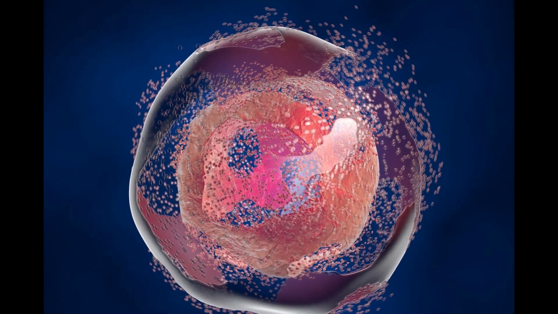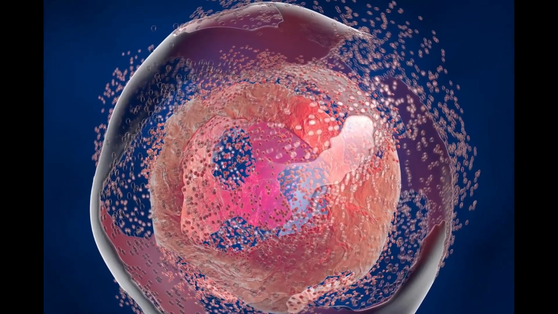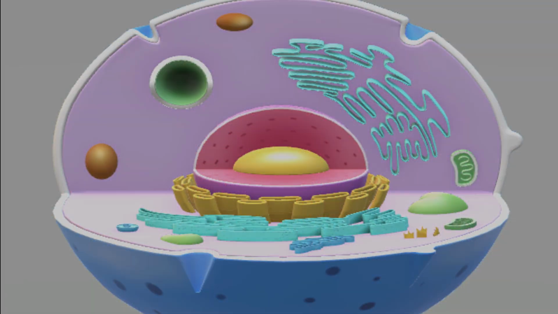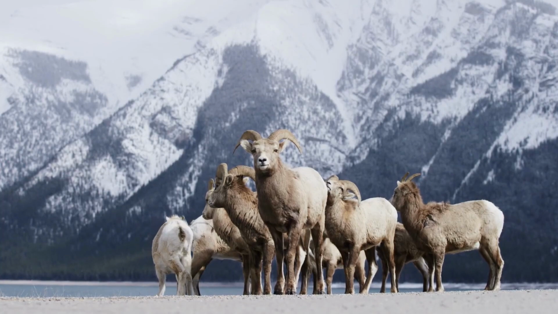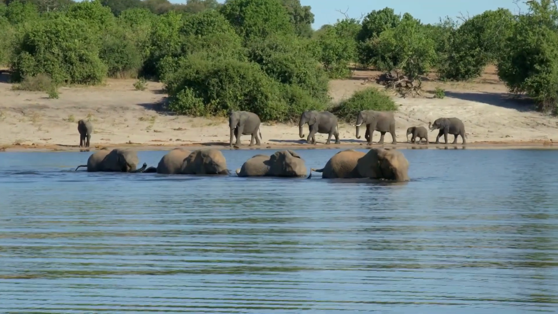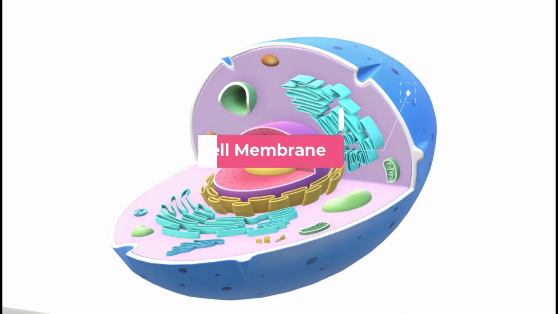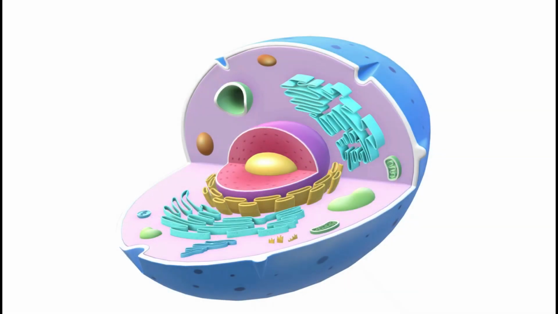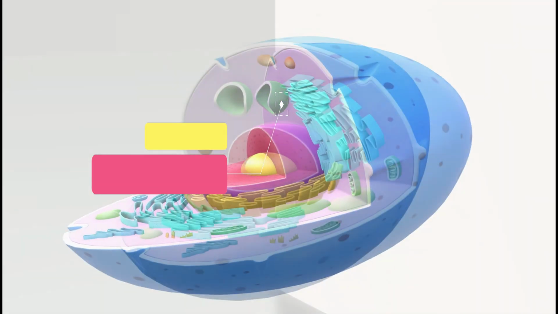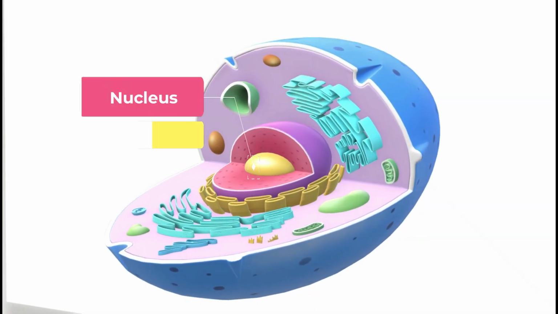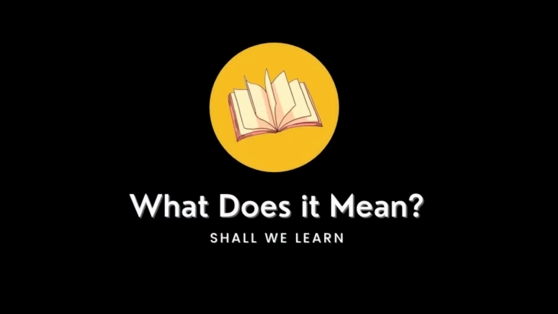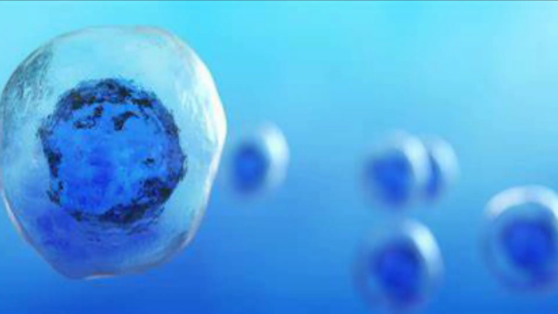The basic structural and functional unit of a living organism is called a cell. All living organisms are made up of cells. The basic components of a cell are the cell membrane, cytoplasm, and the nucleus. What does it mean? Shall we learn?